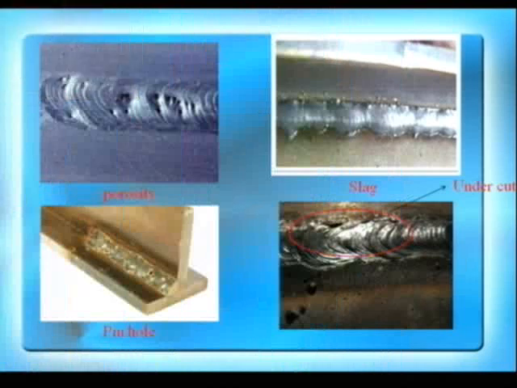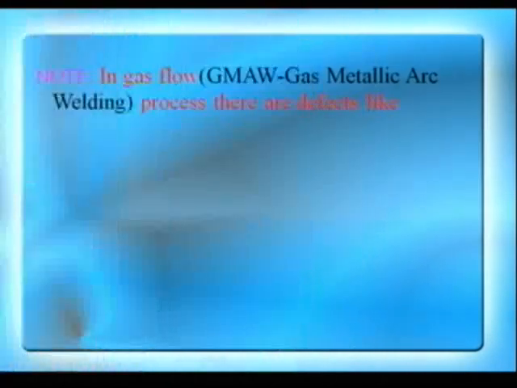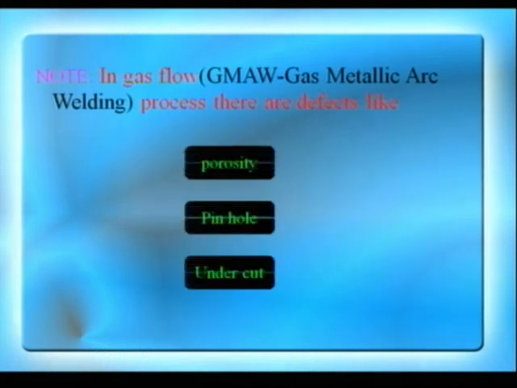These are images of those defects. The first image shows porosity, the second is slag, and this slag prevents the weld area from atmospheric gases, that is, it prevents oxidation. The third one is a pinhole, where you can see only one gap. And the fourth one is an undercut. In gas metal arc welding, GMAW, defects like porosity, pinhole, and undercut are seen.